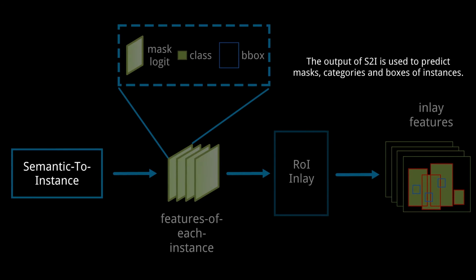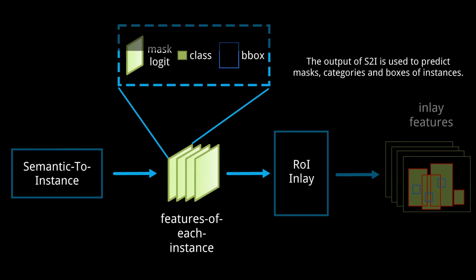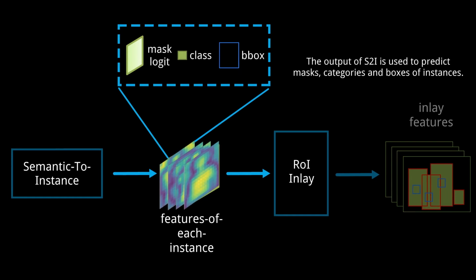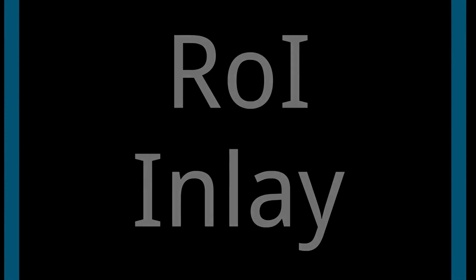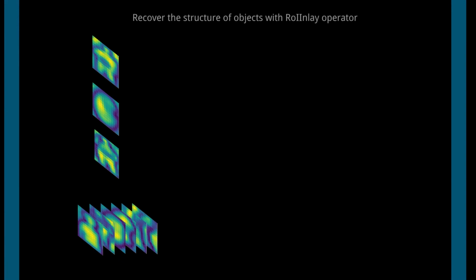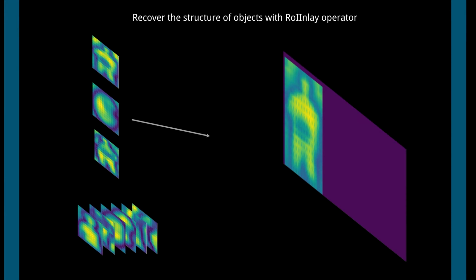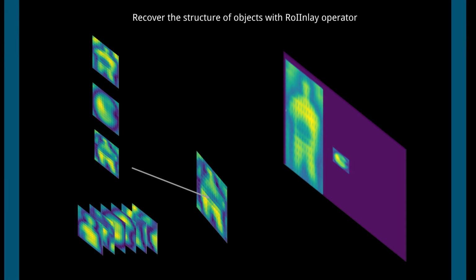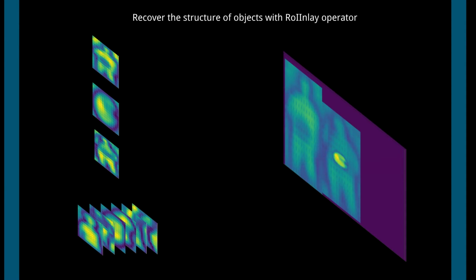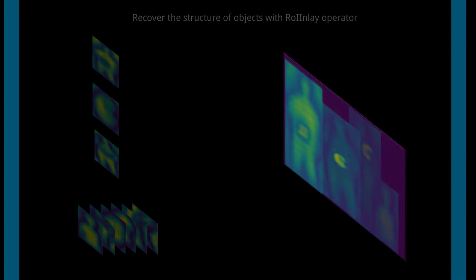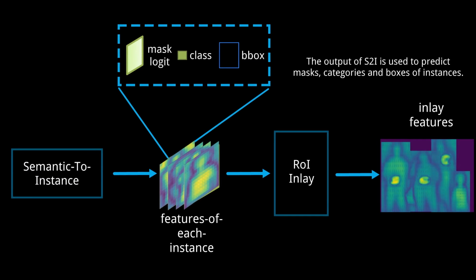Then, the instance features go through a vanilla instance head to predict categories, bounding boxes, and masks. Meanwhile, the further processed instance features in the instance head are fed into a novel operator, ROI-inlay. ROI-inlay receives the instance features and recovers the spatial structures of them. Features of different instances are filled into an empty tensor.